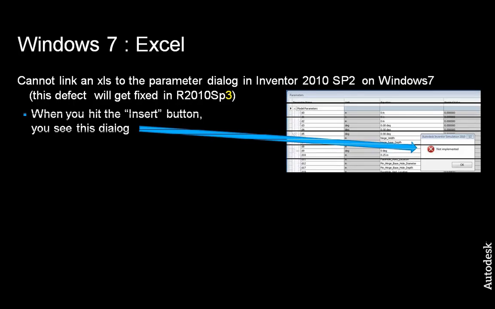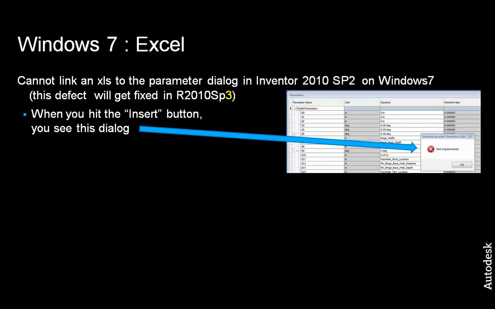A couple of Windows 7 related issues came up in the past couple of months. The first and foremost important one that we encountered was with Excel. There were several problems with Excel actually. You cannot link an Excel file to the parameter dialog in Service Pack 2 when you work with Windows 7. The defect is under control and will get fixed in the upcoming Service Pack 3 release.